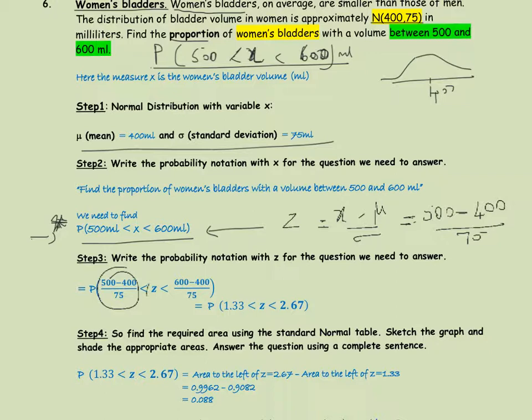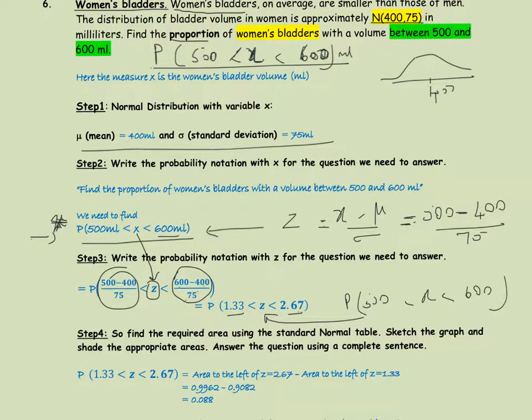So remember to change the x to z because we're converting everything to its z value. So the z value of 600 ml would be 600 minus mu, which is 400, divided by sigma, which is 75. Use your calculators to simplify. So finding the probability that a woman's bladder size lies between 500 ml and 600 ml is the same as finding the probability that z lies between 1.33 and 2.67.